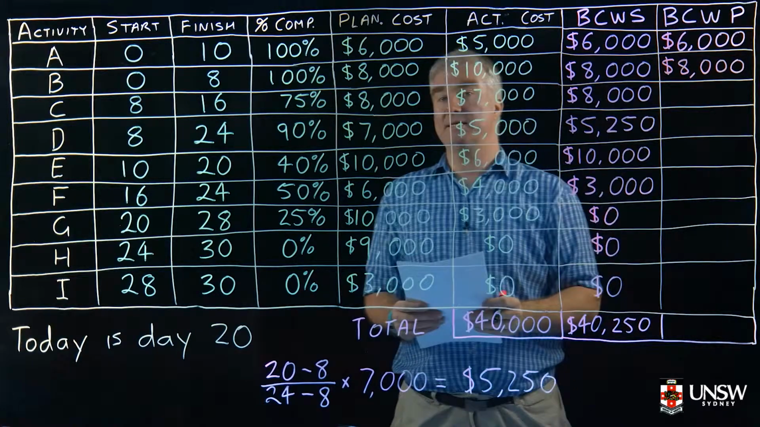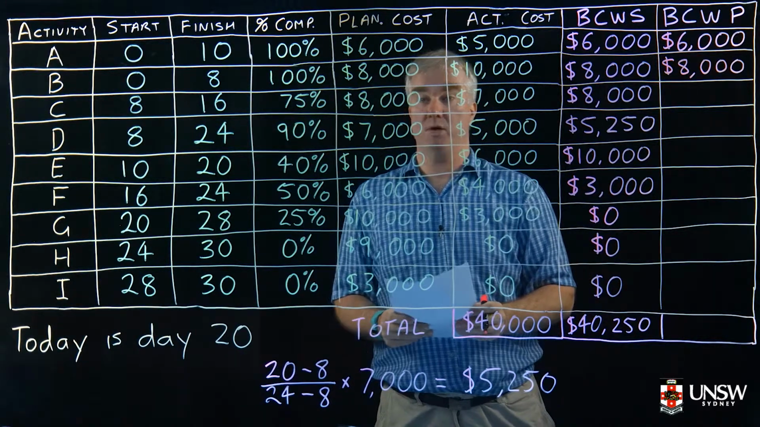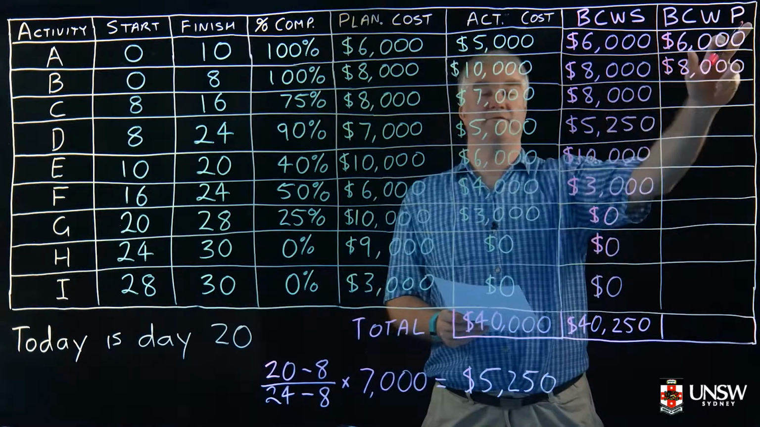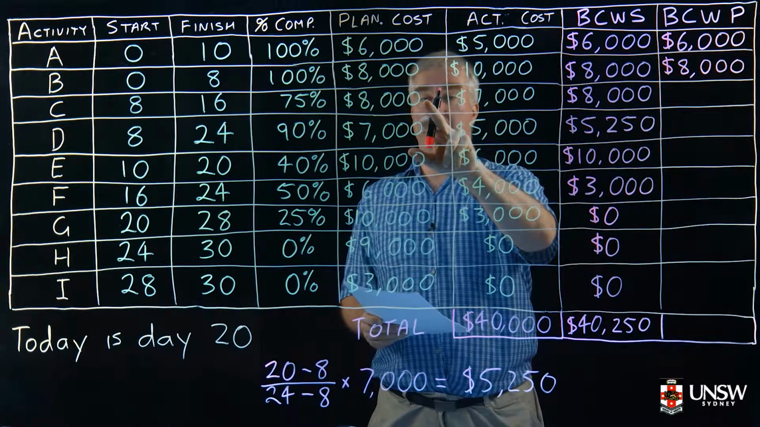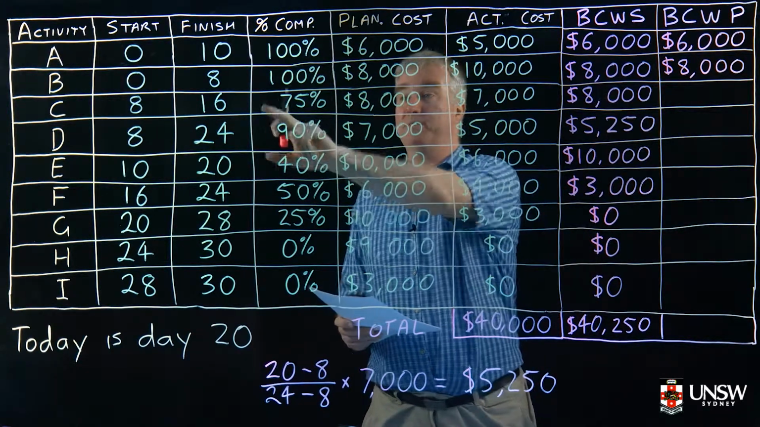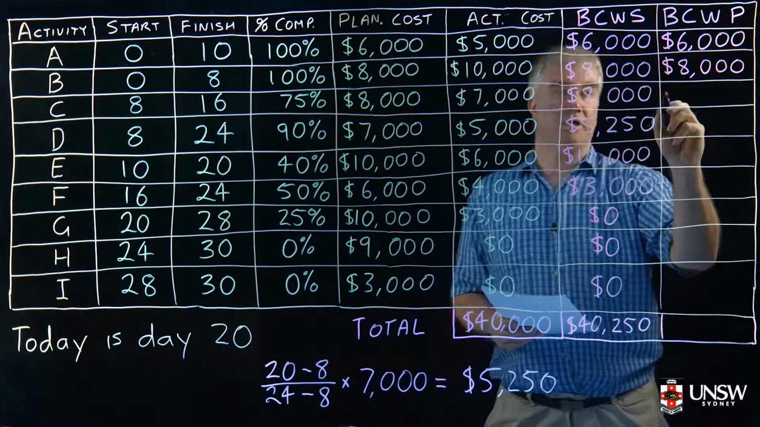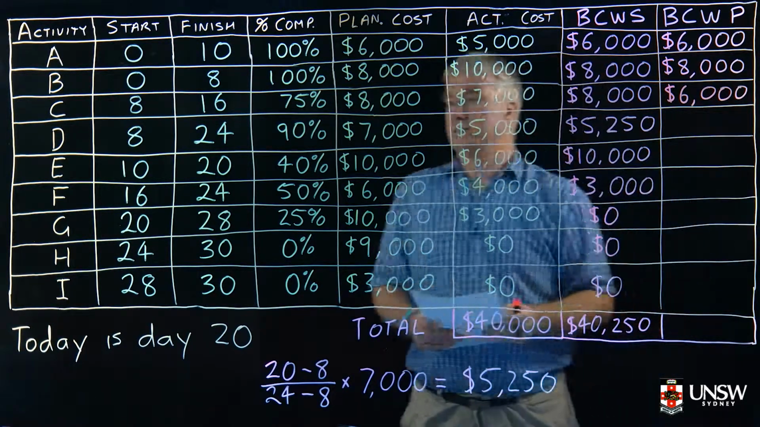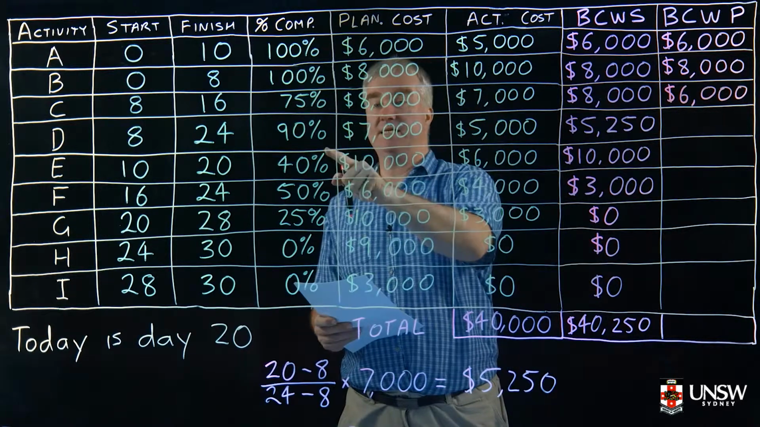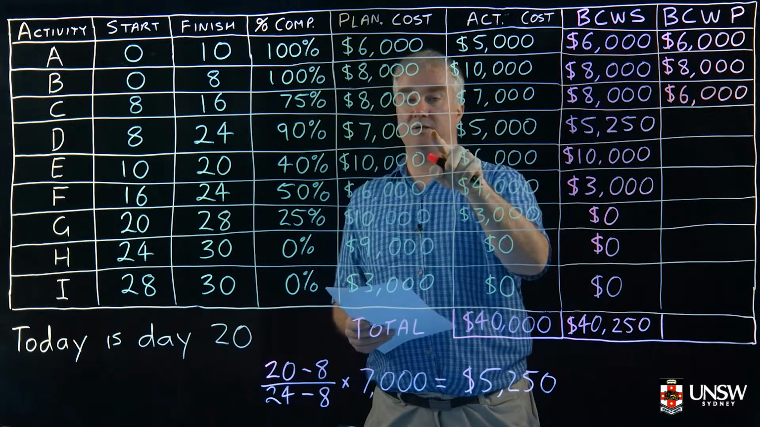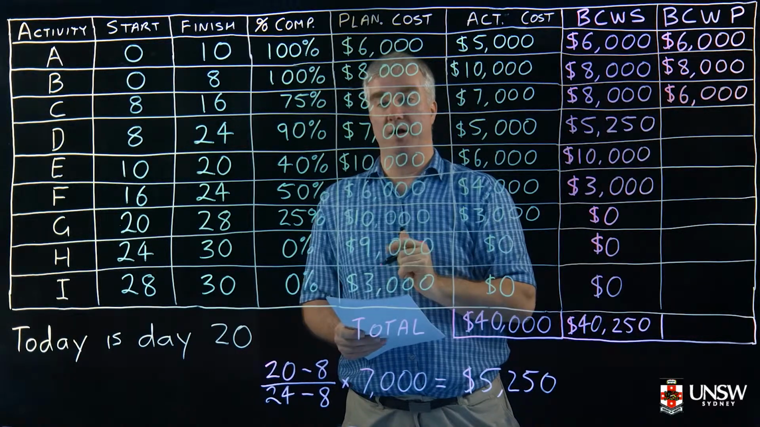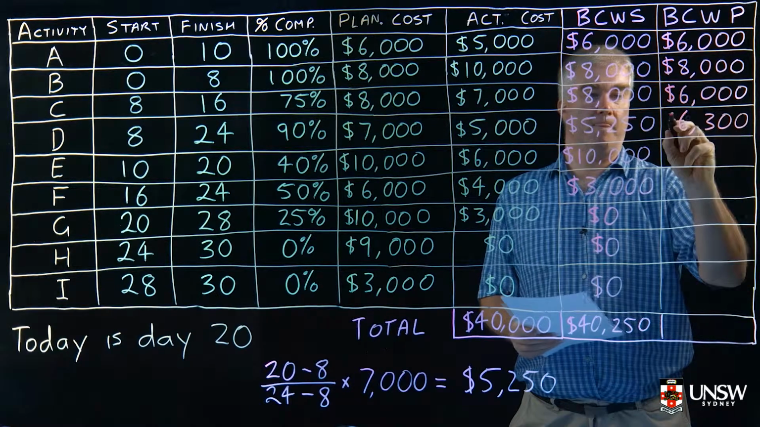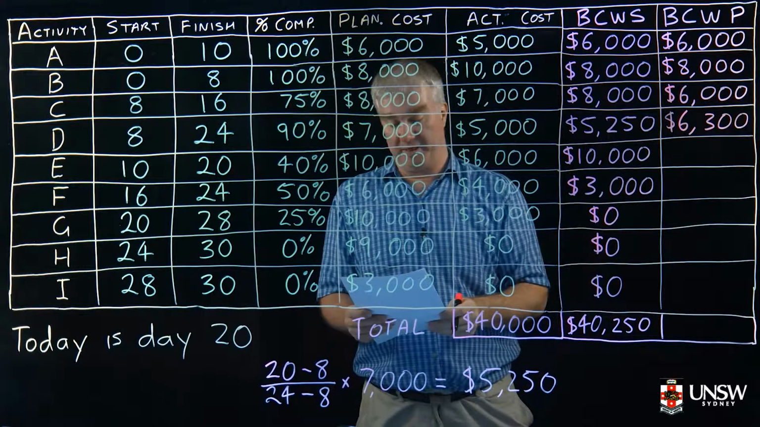Now for activity C, it's a bit more complicated. We've only done 3/4 of the activity. So therefore, our basic cost of work that we've done is the $8,000 we'll get paid if we had finished the whole activity times 75% because we've done 3/4 of it. So that will give us $6,000. Similarly, for activity D, we're supposed to get $7,000 if it's finished, but we've only done 90% of the activity, so we'll get $6,300 as the basic cost of work performed for that.